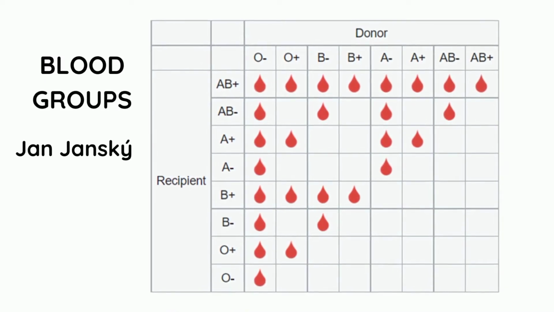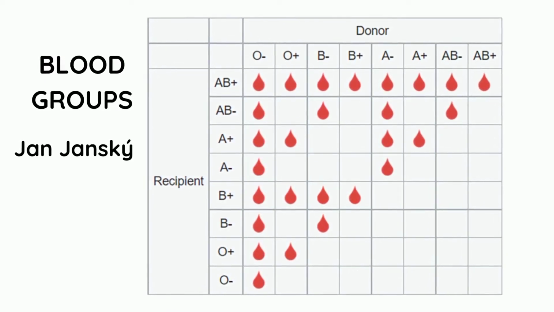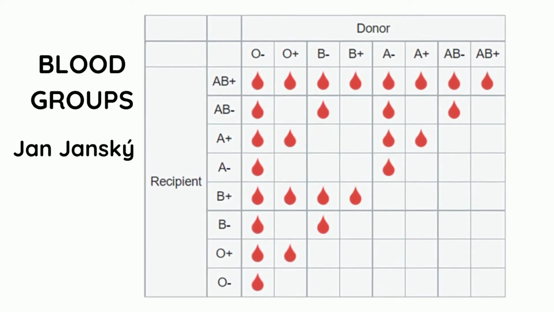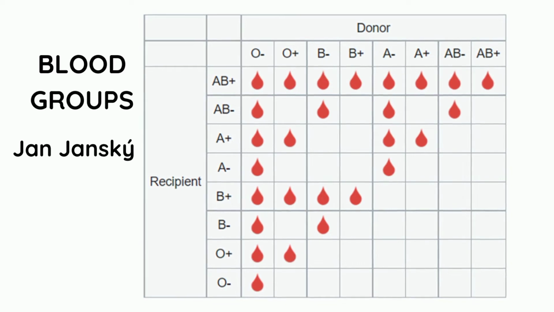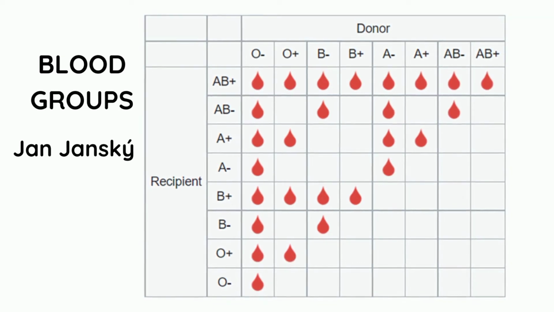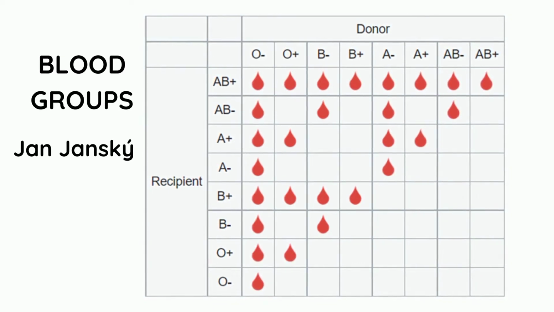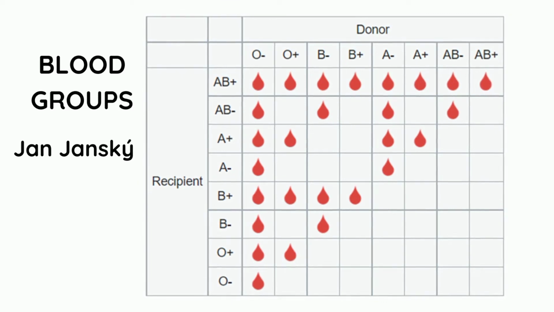If I'm O negative, it means I don't have the Rhesus factor. Do you understand now? Yes. And this is the blood transfusion table. It shows how blood can be transferred from one person to another. We call it blood transfusion.